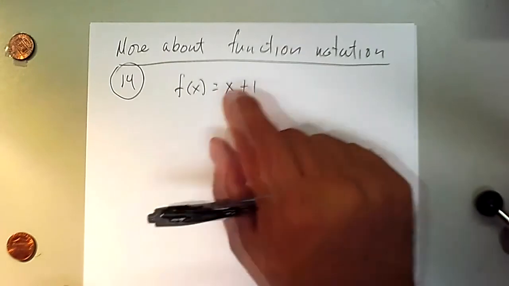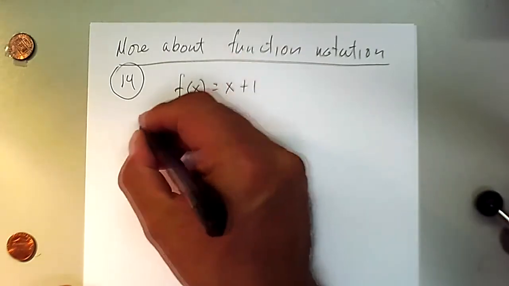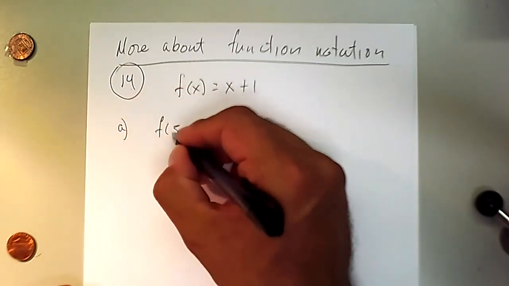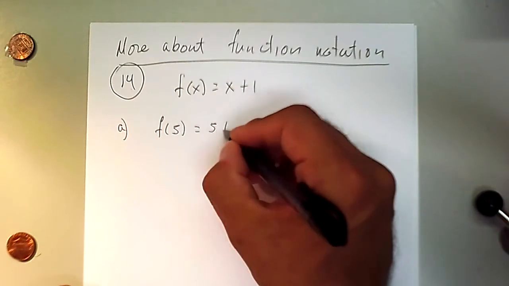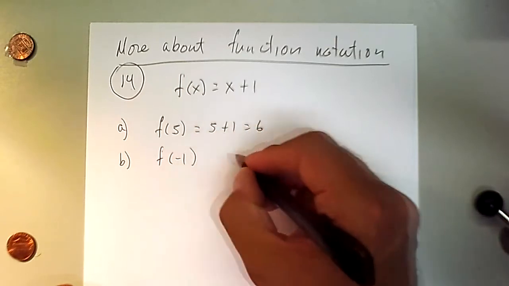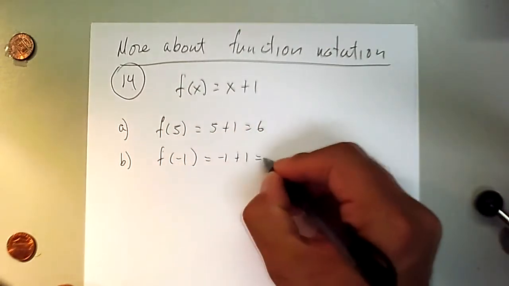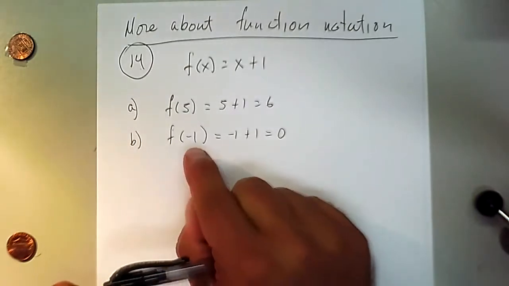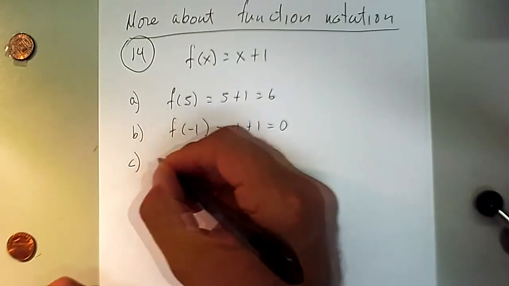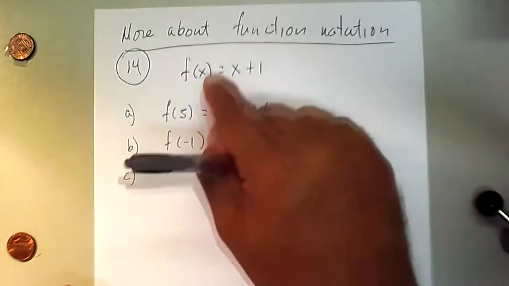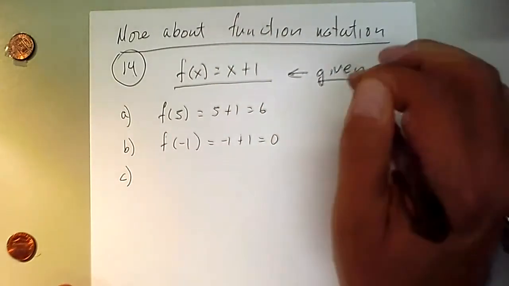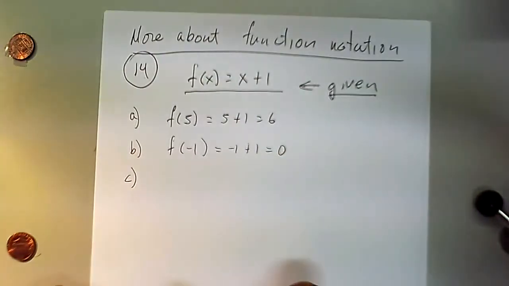Okay. Literally, you may put any number you want. So 14a. If you put 5, the output is, of course, 5 plus 1, which is 6. B, f of negative 1. That's a little more tricky because we're doing negative 1 plus 1, which is 0. Not too tricky. But literally, you may put anything you ever want here. C. Okay, we're assuming this is given. Okay, and we're not going to change that through this example.